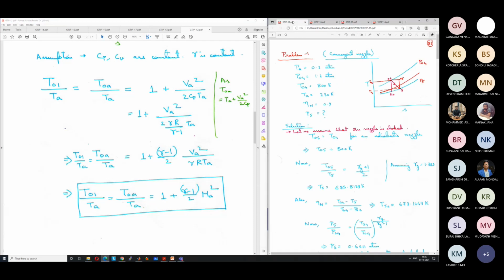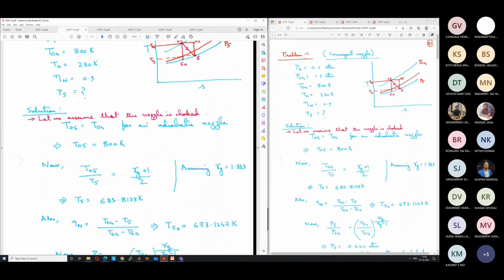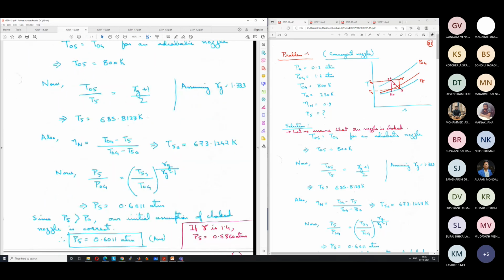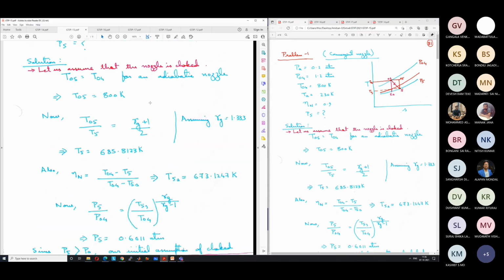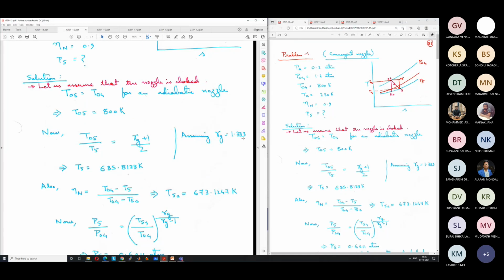From this we have derived the expression that we are using, that if M becomes equal to 1, we replace it as 1. So 1 plus gamma minus 1 by 2, which becomes gamma plus 1 by 2. That is this equation. Okay. So T05 by T5 is gamma plus 1 by 2, and gamma is 1.333 for the gas, because here the combustion products are present, not air. So this gives us a value of T5 to be equal to 685.8123 Kelvin.